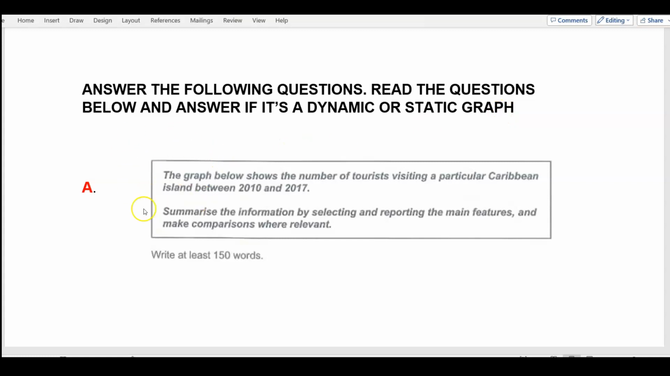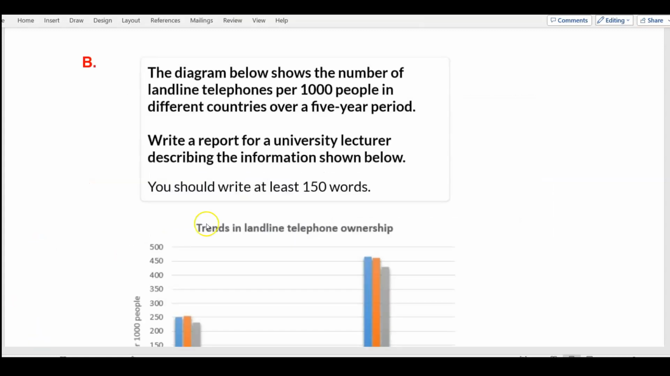So this is your first question. State here, the graph below shows the number of tourists visiting a particular Caribbean island between 2010 and 2017. So you have to state whether this is a dynamic or static graph. Let's go to the next one. So this is the second question. Just look at it and we move on to the next one. You can pause the video and then identify it.